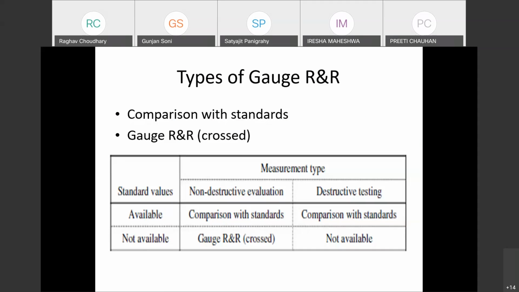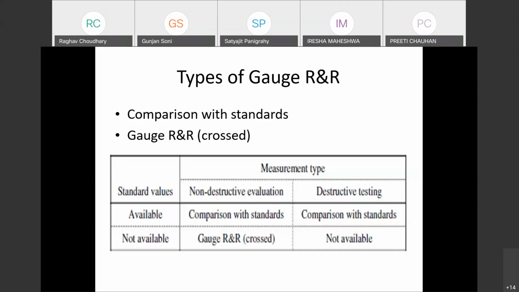Now, before we go ahead, we need to know it's not always possible to have standards. At times, it is possible that you have standards to gauge your measurement system, and at times you don't have standards to gauge your measurement system. So we are going to see both. We're going to see comparison with standards, and we are going to see when the standard values are not available.